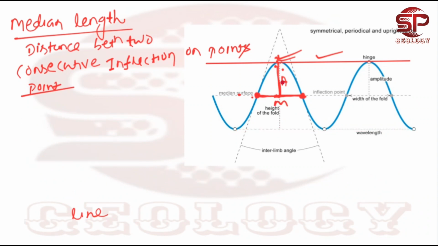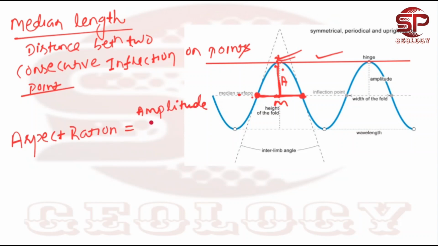This is M, this is A. From these two parameters, we can define the aspect ratio of the fold. Aspect ratio, which will be amplitude by median length. Amplitude by median length.